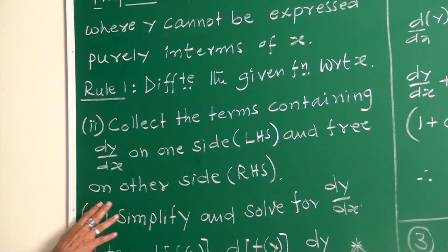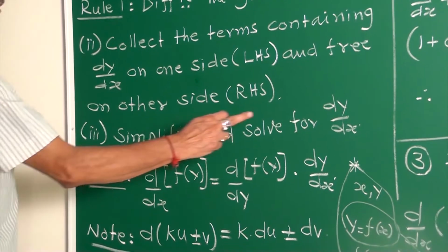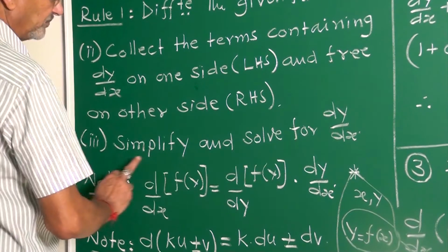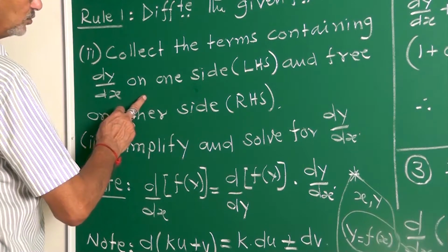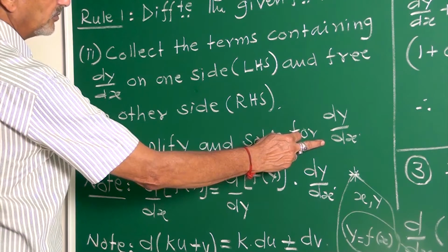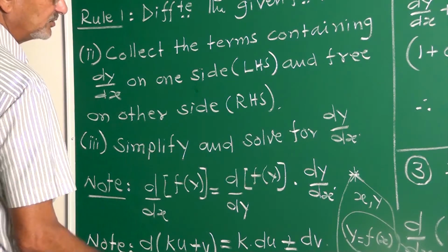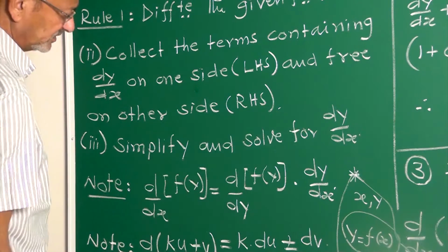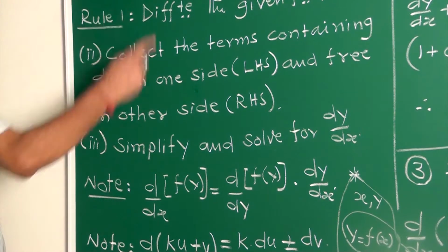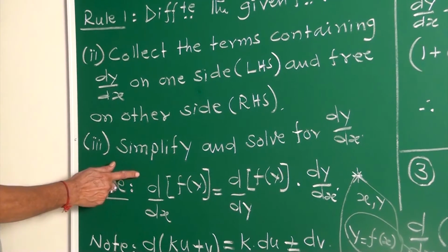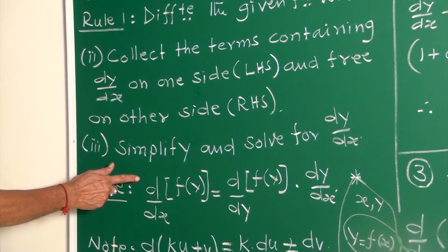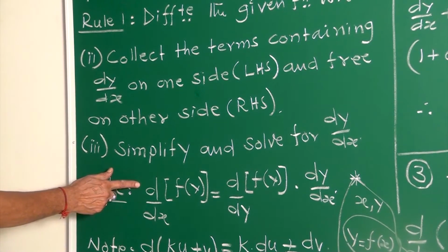Third rule: simplify and solve for dy by dx. Simplify the terms, then solve for dy by dx, and solving for dy by dx, you get the value of dy by dx. In doing examples on implicit functions, I already told this. Yesterday I did examples based on this.